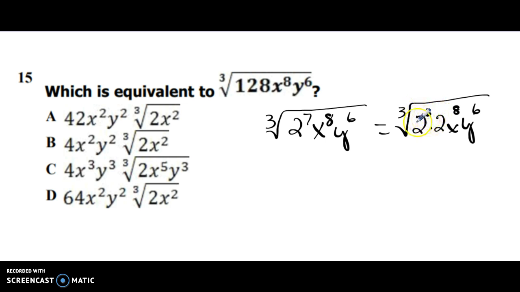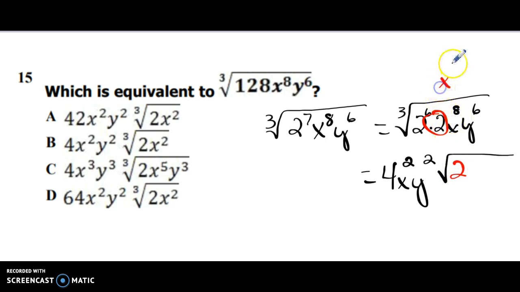I can bring this out. 6 divided by 3 gives me 2. 2 squared is 4. 8, I can simplify this one, and I can make this 6 an x squared. 6 divided by 3 is 2, so I have an x squared. I also have a y squared that came out. What I have left underneath is this 2.